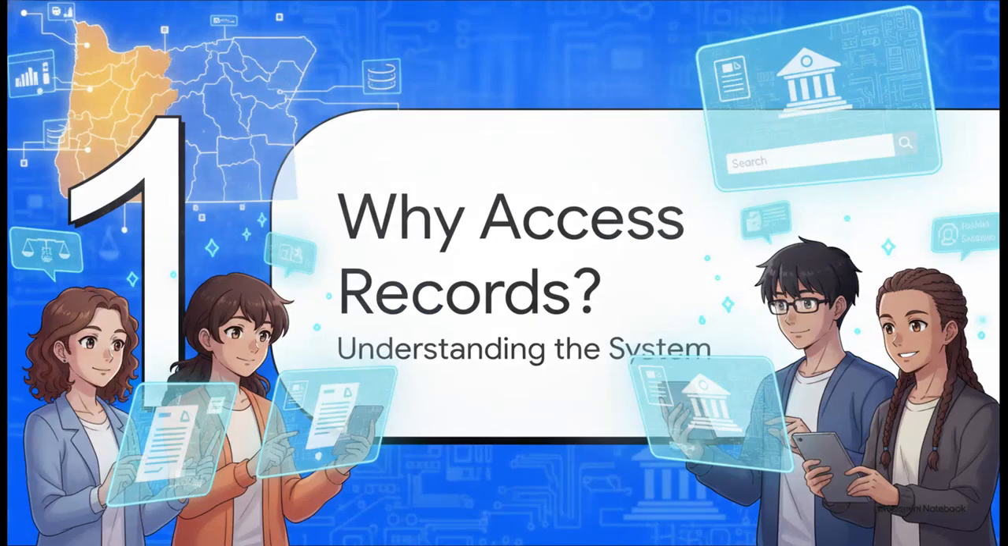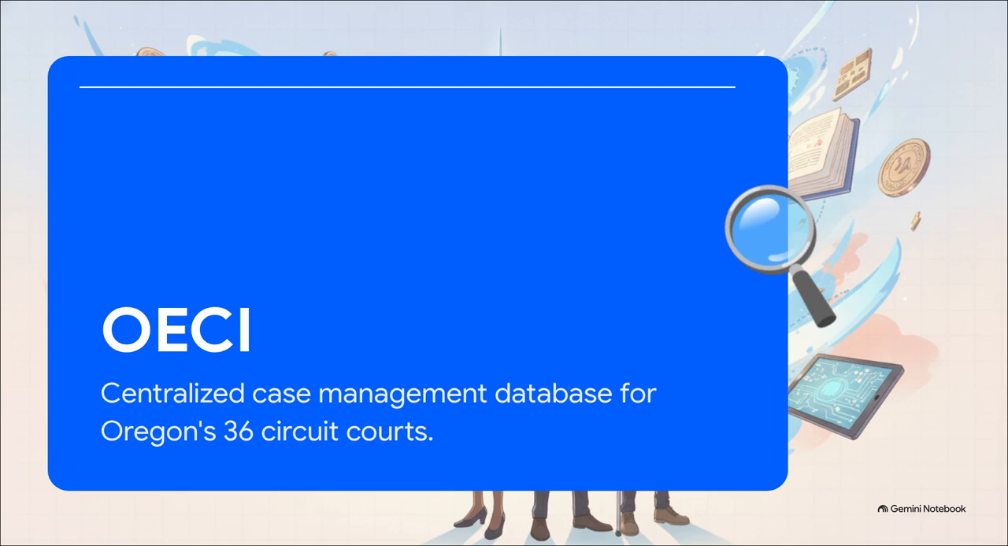Section 1. Why access court records? Okay, first things first, to find a record, we need to decode a major acronym you're going to see everywhere, OECI. This stands for the Oregon E-Court Case Information Network. It's basically the official, centralized case management database for all 36 of Oregon circuit courts, and yes, that includes Deschutes County. Now, in the past, researchers had to use this terribly outdated, text-only system called OGIN, which was notoriously difficult to navigate. But today, operations have completely migrated to the OECI infrastructure, which is way more user-friendly.